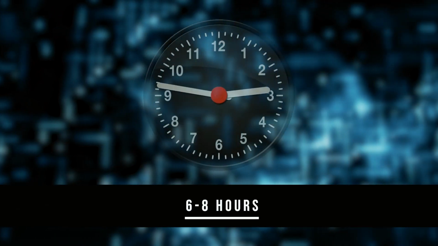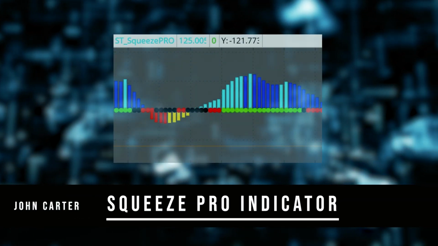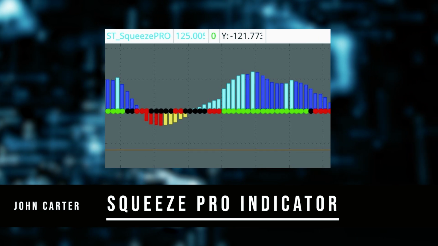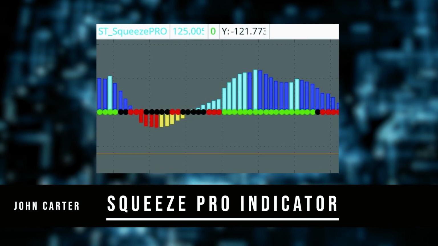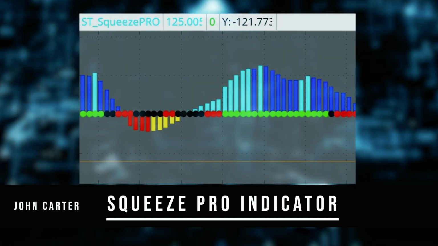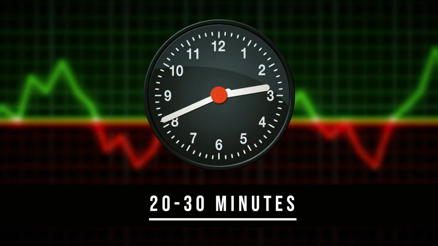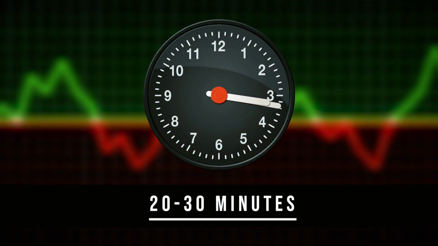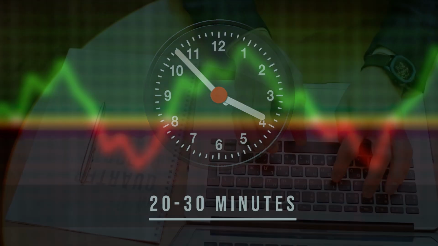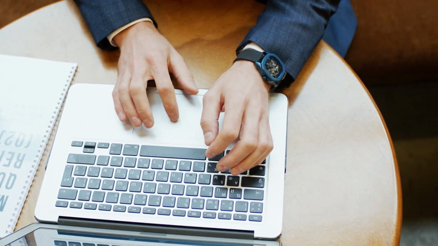So I spent about 6 to 8 hours learning and understanding the Squeeze Pro indicator. This indicator is designed to identify when to enter a stock, and the expectation is that the stock is going to move more than the statistical probabilities have implied after this indicator fires. When combined with other indicators, it's also designed to pick the direction that the stock will actually move. The first thing I did was spend about 20 to 30 minutes placing the indicators on my thinkorswim charts. That is a class in itself, but I have some experience, so it was pretty easy for me.